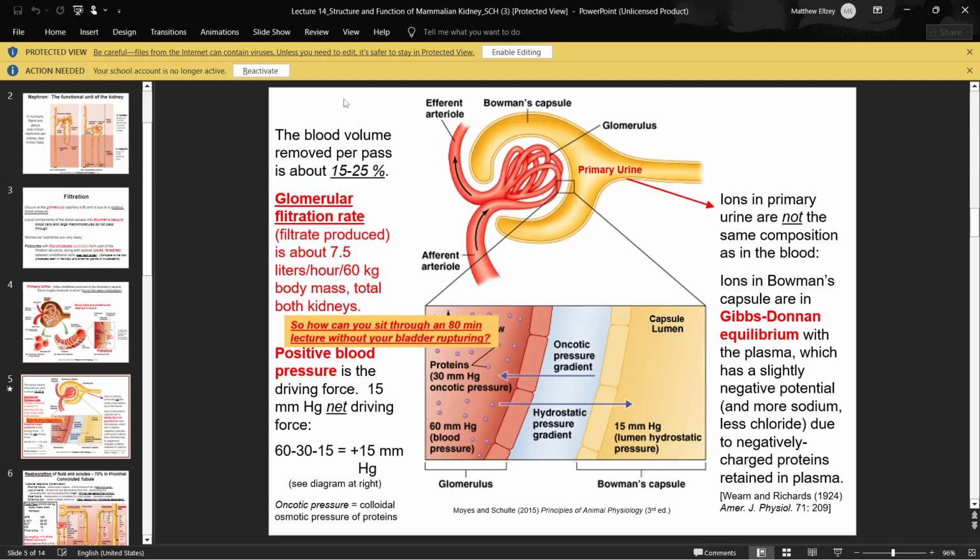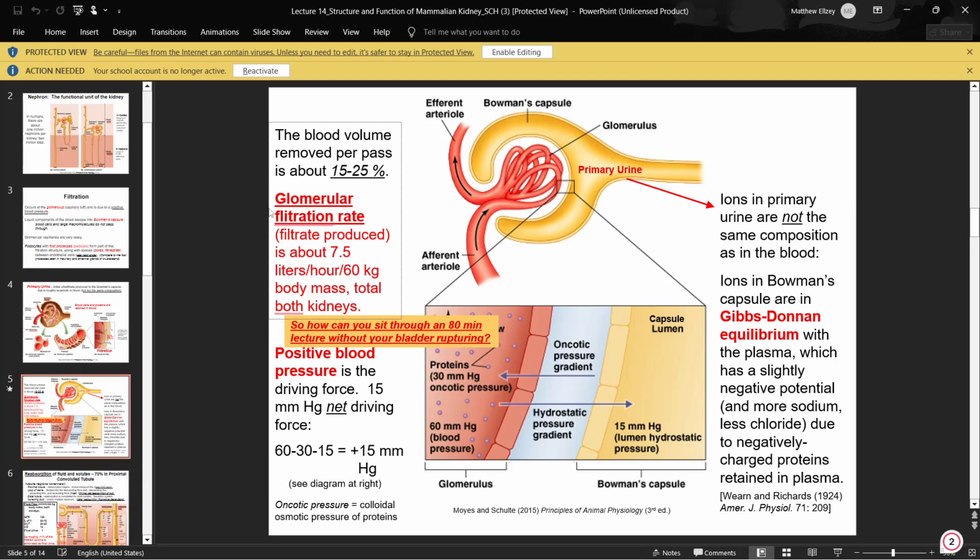Now, blood volume removed per pass is about 15 to 25%. And so that gets us to the definition of the glomerular filtration rate. In humans, it's about 7.5 liters per hour for a 60 kilogram body mass individual for both kidneys. That's a huge amount of filtrate. 7.5 liters. So yeah, this poses the question: how can you sit through a lecture without your bladder rupturing if you're producing 7.5 liters per hour? That's going to get explained on the next slide.